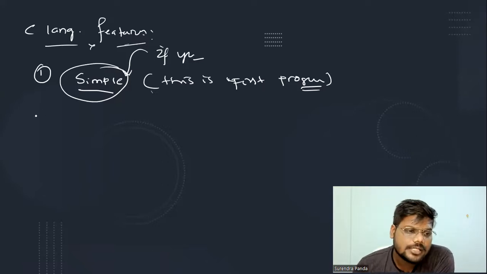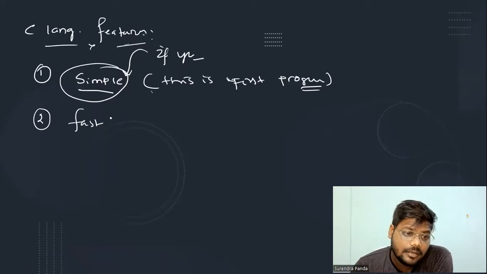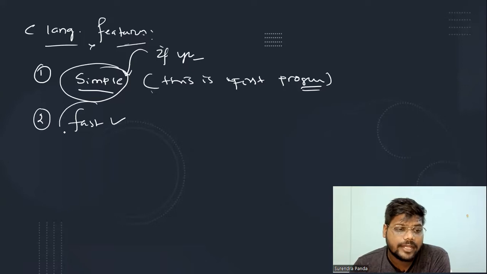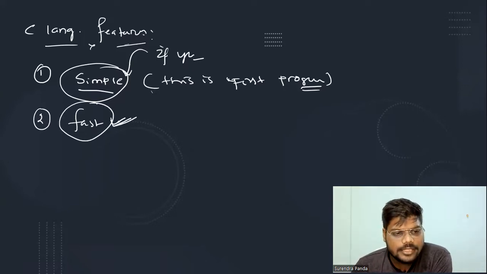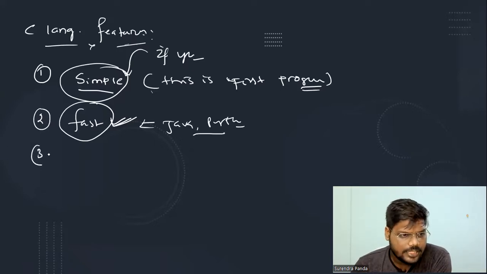Fine, sir. So that's clear cut information. It is simple, clear. Next, this is the quality point. C is very fast, super fast, I can say. C is very fast compared to Java, Python, and other programming languages. C executes very fast.